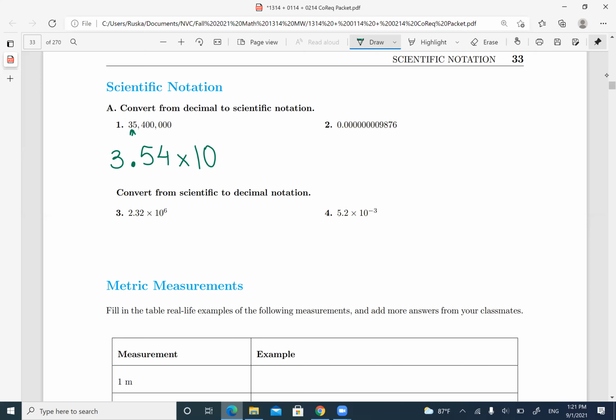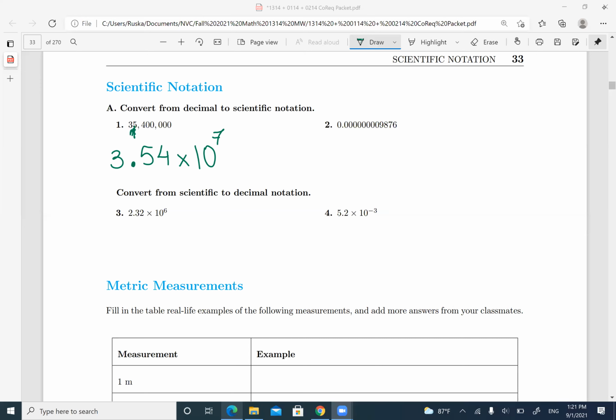Now, is the exponent going to be positive or negative? What do you think? Is it a big number or small number? Big number. Big. So is it going to be positive or negative? Positive. That's right. So now, looking at 3 point something, how many places am I moving? So what's going to be the exponent? 7. It's going to be 7. That's right. Everybody see that? So there are 7 places to move from 3 point to 35 millions, right? So that's my answer.